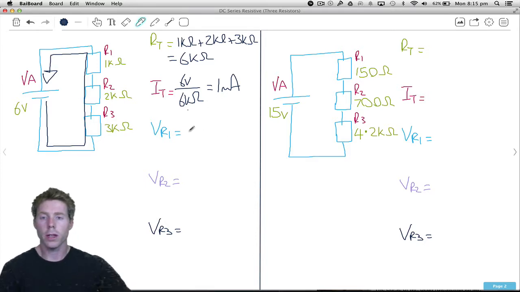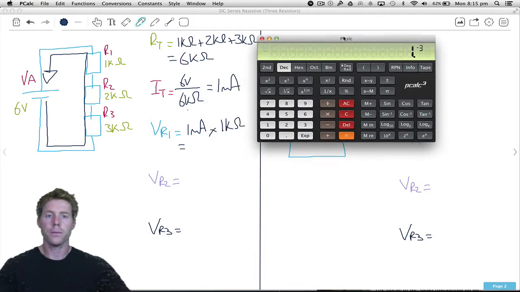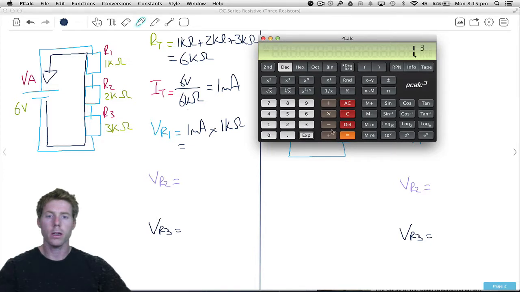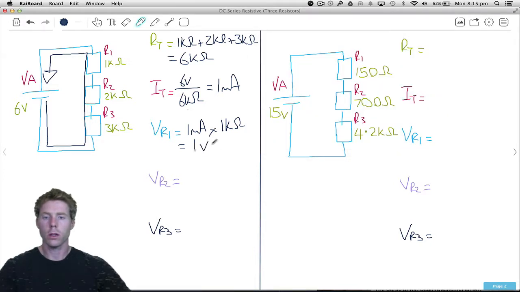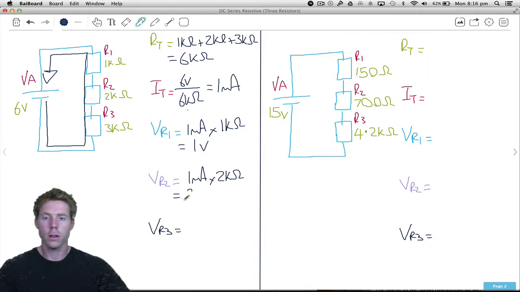So voltage of resistor 1 is going to be 1 milliamp, the current going through resistor 1, multiplied by resistor 1, 1K ohm. There's our 1 milliamp already in the calculator. Multiply that by 1K, gives us 1 volt. Hopefully you can guess what VR2 is going to be, since it's twice as big as the resistance of R1. There's 1 milliamp of current flow through R2, multiply that by 2K, and here's the calculator. 1 milliamp times 2K is 2 volts.